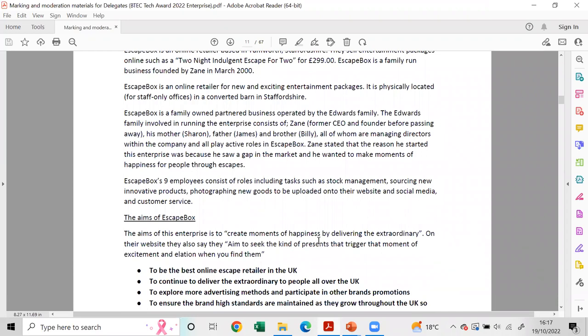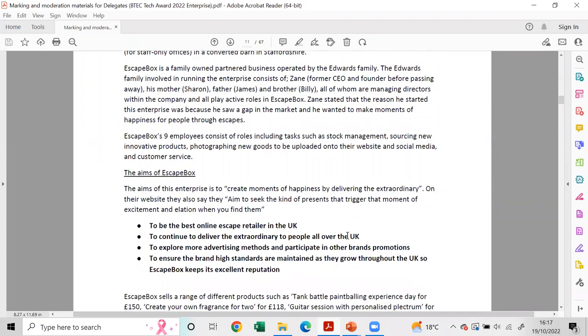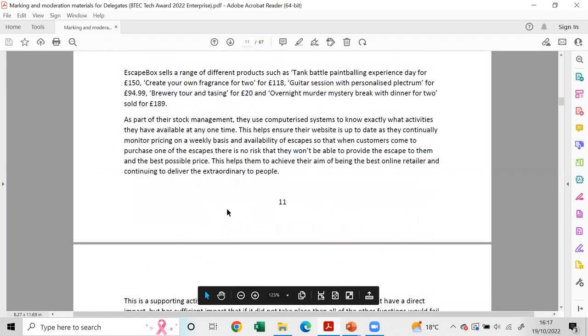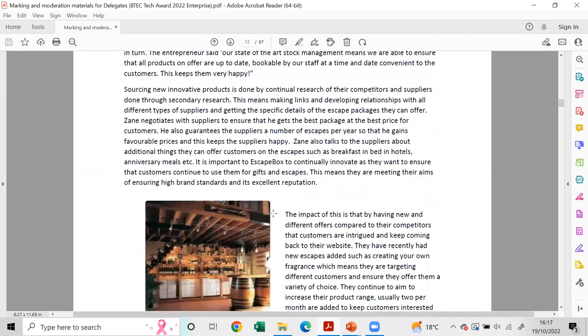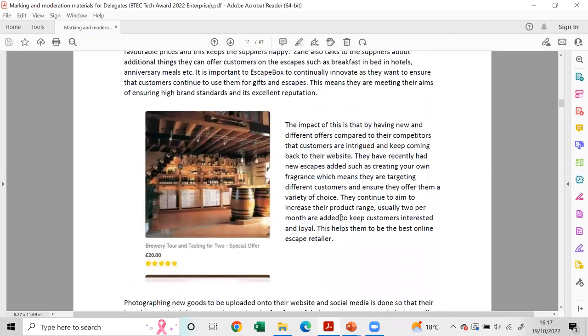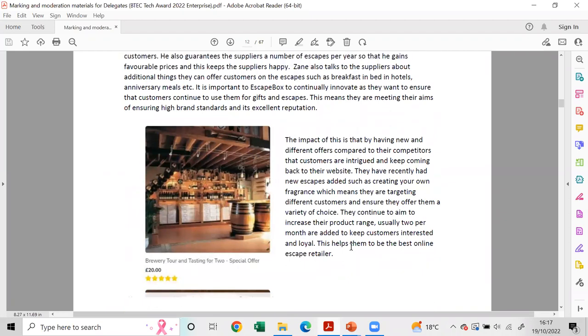Have they used their research? Have they developed any of the points that they're making? Are they clearly linked to these aims that you can actually see are listed? What is the evidence they've used, and so on? And then the judgments they've made. What's the impact of those activities? How much of an impact?